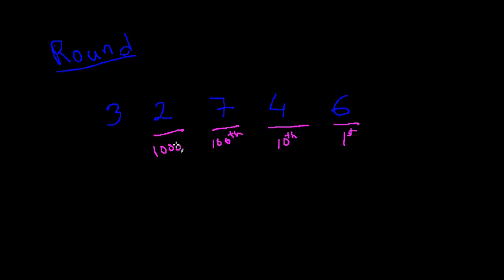Now, suppose we have a number like 3, 2, 7, 4, 6. Now, if we want to define the position of those numbers, we can say that this is the first position, this is the 10th position, this one is the 100th position, this one is the 1000th position, and this one is the 10,000th position.